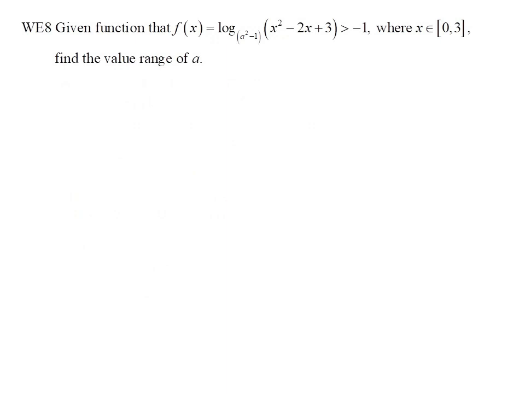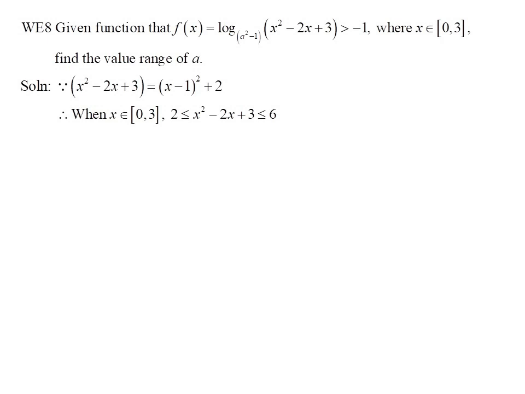Example 8 shows a function f(x) equals logarithm base a squared minus 1 of x squared minus 2x plus 3 is greater than negative 1. The domain of the function is between 0 and 3, including both endpoints. The question is to find the value range of a. To solve this question, we need to rewrite the logarithmic base argument to its turning point form, which is (x minus 1) squared plus 2, using the completing the square method.